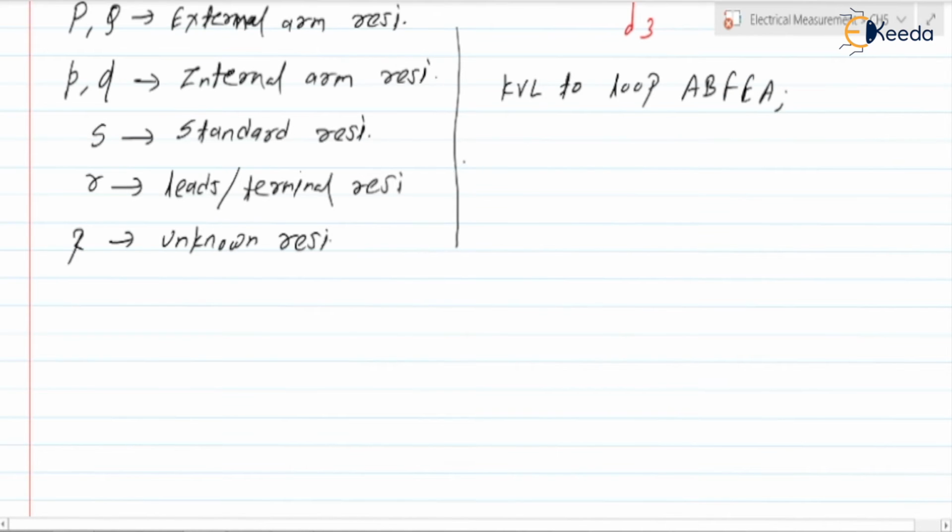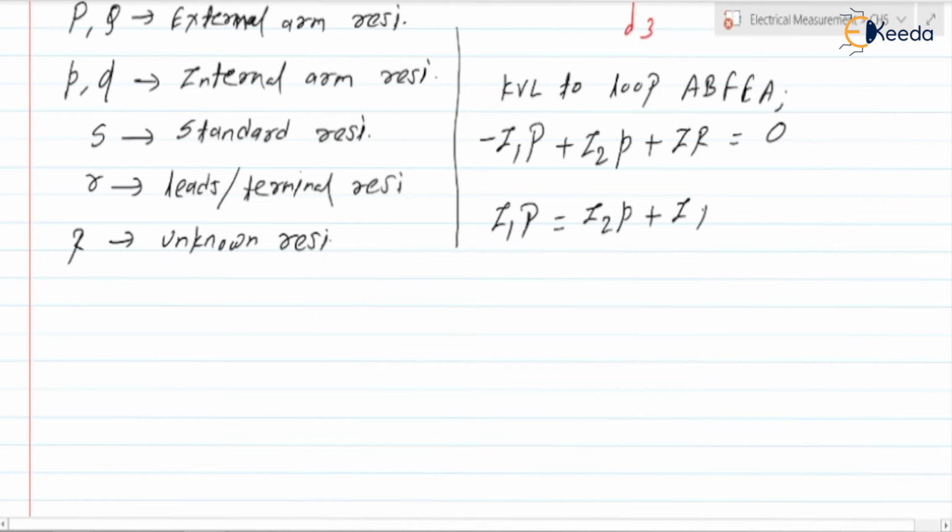So we can write it as minus I1 into capital P plus I2 into small p plus I into capital R is equal to 0. Okay, so from this we can write I1 into capital P is equal to I2 into small p plus I into R, considered as equation number 1.